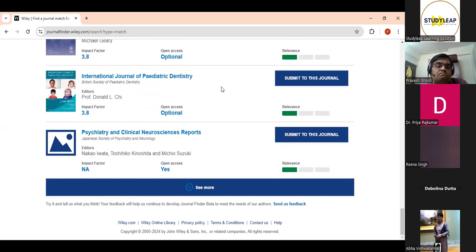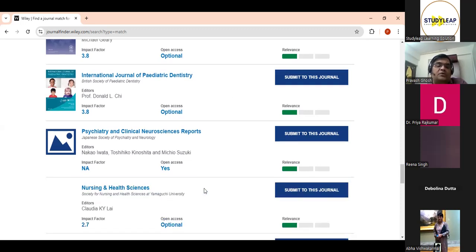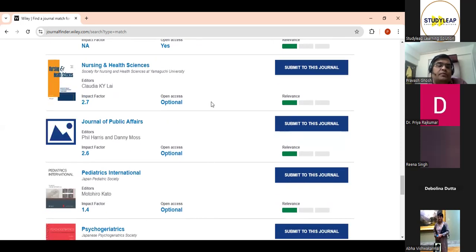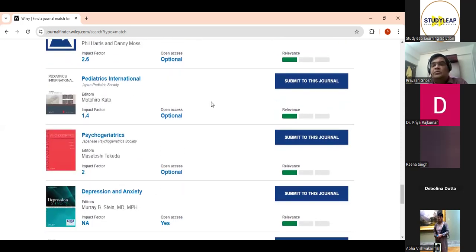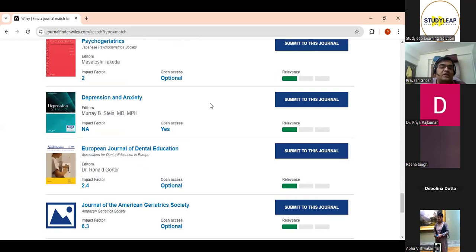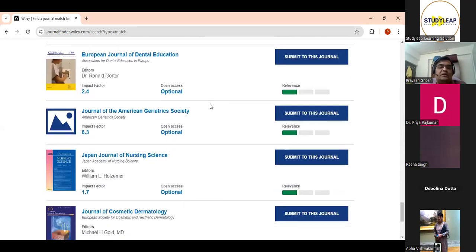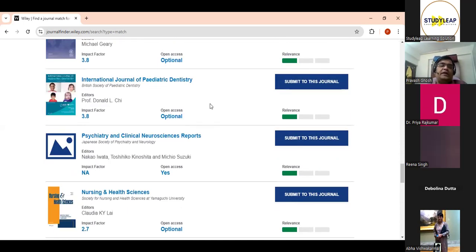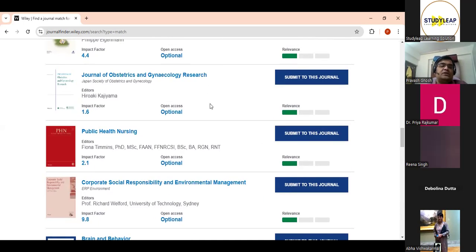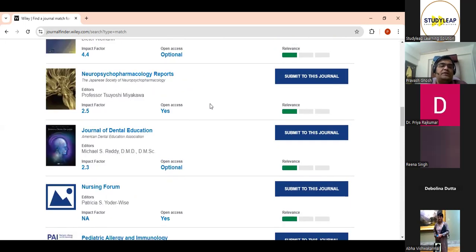But these journals are not all related. They are related to health sciences, pediatric, dental, neuroscience. Sometimes it is related to education, higher education, because my article is on higher education. Some journals in healthcare and education target both these sectors, so it is showing this.